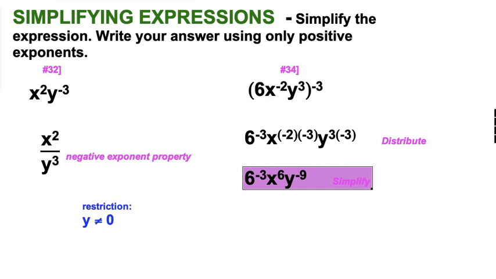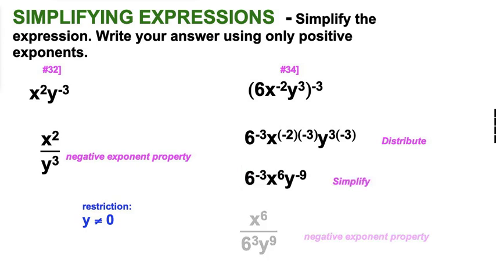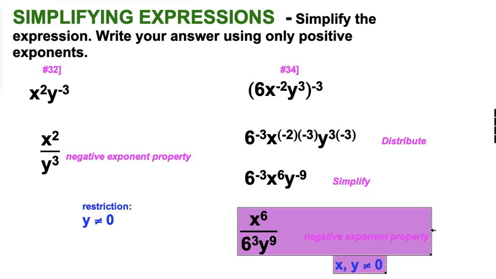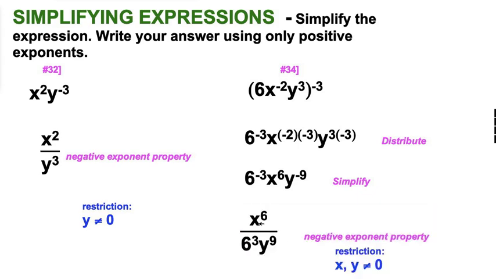Now, I simplify, and I'm just going to use that negative exponent property. We'll put the 6 down there and the y down there. Now, in this case, both the x and the y can't be 0. And you might say, well, wait a minute, the x is in the numerator. Well, yeah, but you had an x to the -2 over here. So that's what generated that restriction. X and y can't be 0.